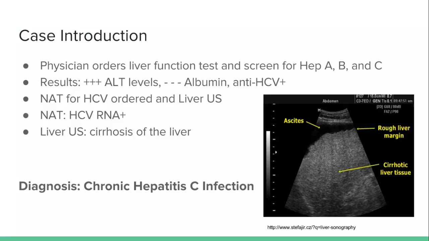The nucleic acid test returns and is positive for hepatitis C viral RNA, whereas the liver ultrasound shows severe cirrhosis of the liver. This gives him enough evidence to make the diagnosis of chronic hepatitis C infection, causing this cirrhosis of the liver.